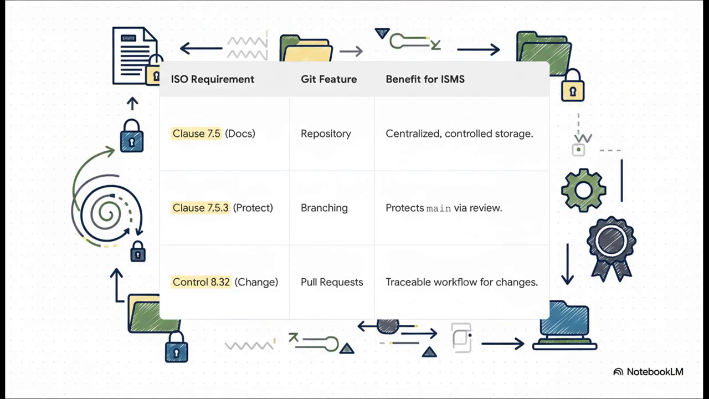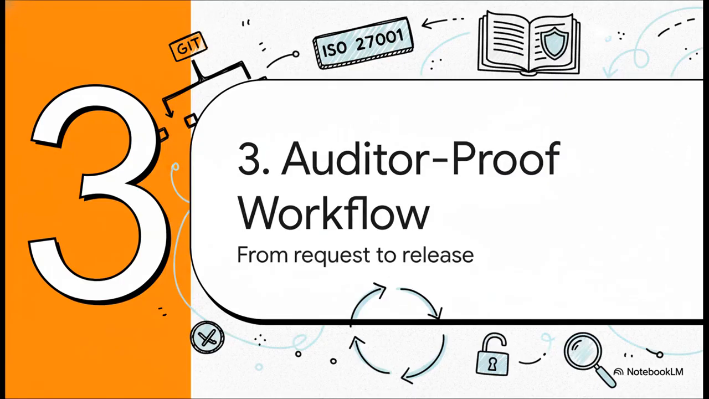And what's so cool is how perfectly Git features map directly to specific ISO 27001 requirements. Take Clause 7.5, which is all about documented info. Well, a central Git repository is perfect for that. How about protecting that info? That's what a protected main branch is for. And the real kicker, Control 8.32 on change management. Every single pull request is a flawless, self-documenting record of a change being requested, discussed, reviewed, and approved. It's beautiful.